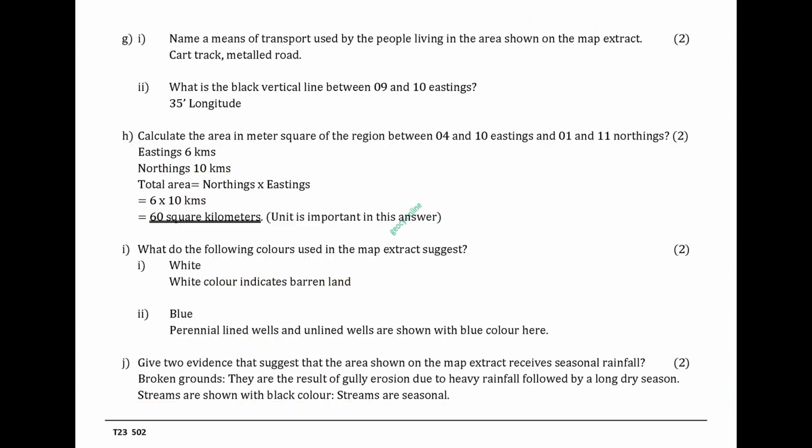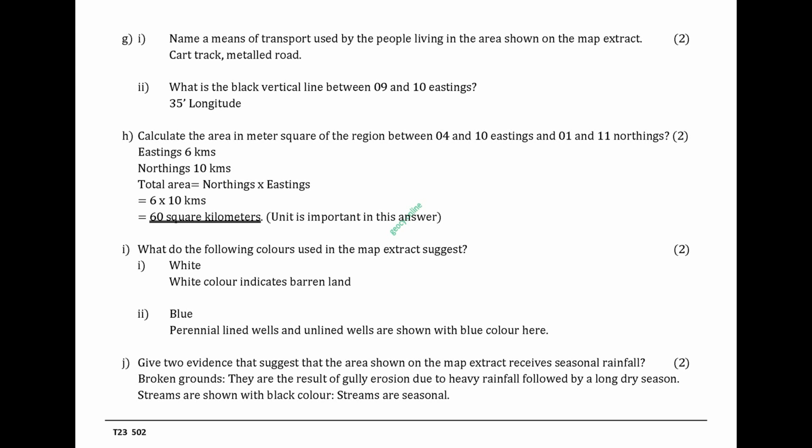Name a means of transport used by the people living in the area shown on the map extract. Cart track, metalled road. What is the black vertical line between 09 and 10 eastings? 35 minutes longitude. Calculate the area in square meters of the region between 04 and 10 eastings and 01 and 11 northings. Eastings 6 kilometers. Northings 10 kilometers. Total area equals northings into eastings, equals 6 into 10 kilometers, equals 60 square kilometers. Unit is important in this answer.